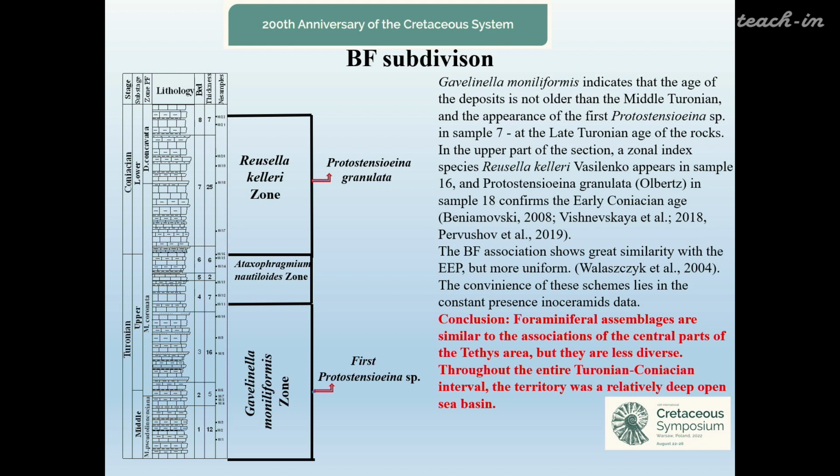In the upper part of the section, the zonal index Reussella kelleri appears in sample 16 and Protostensioeina granulata in sample 18 confirms the early Coniacian age. The benthic foraminiferal association shows great similarity with the East European platform, but is more uniform. The convenience of these schemes for the platform lies in the constant presence of inoceramids in the data.